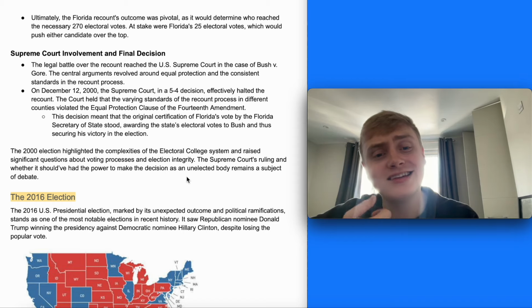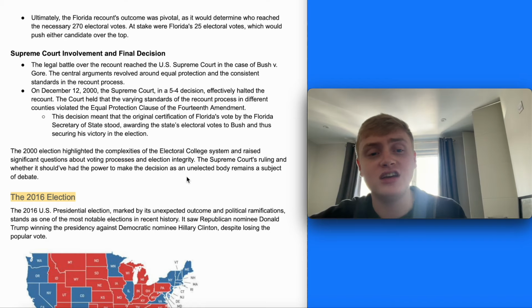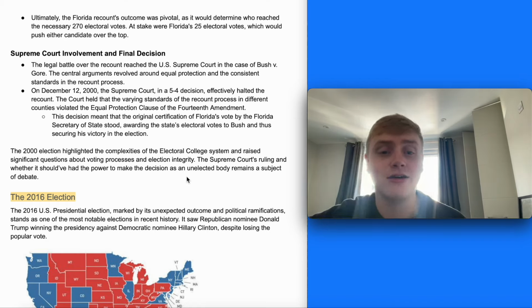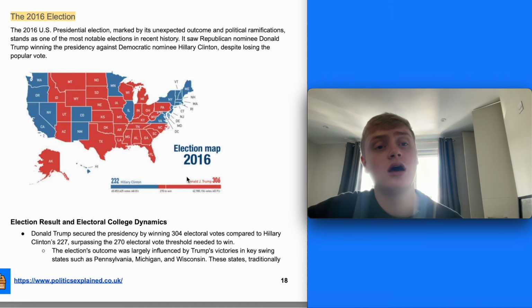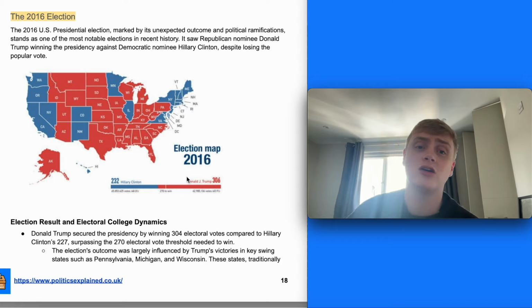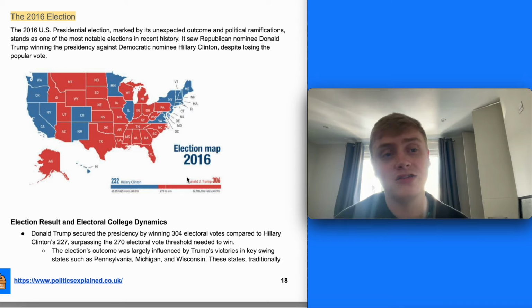It highlighted the complexity of the Electoral College system and raised significant questions about voting processes and election integrity. The Supreme Court's ruling, whether it should have had the power to make the decision as an unelected body, remains a subject of debate. The 2016 presidential election was marked by its unexpected outcome and political ramifications.